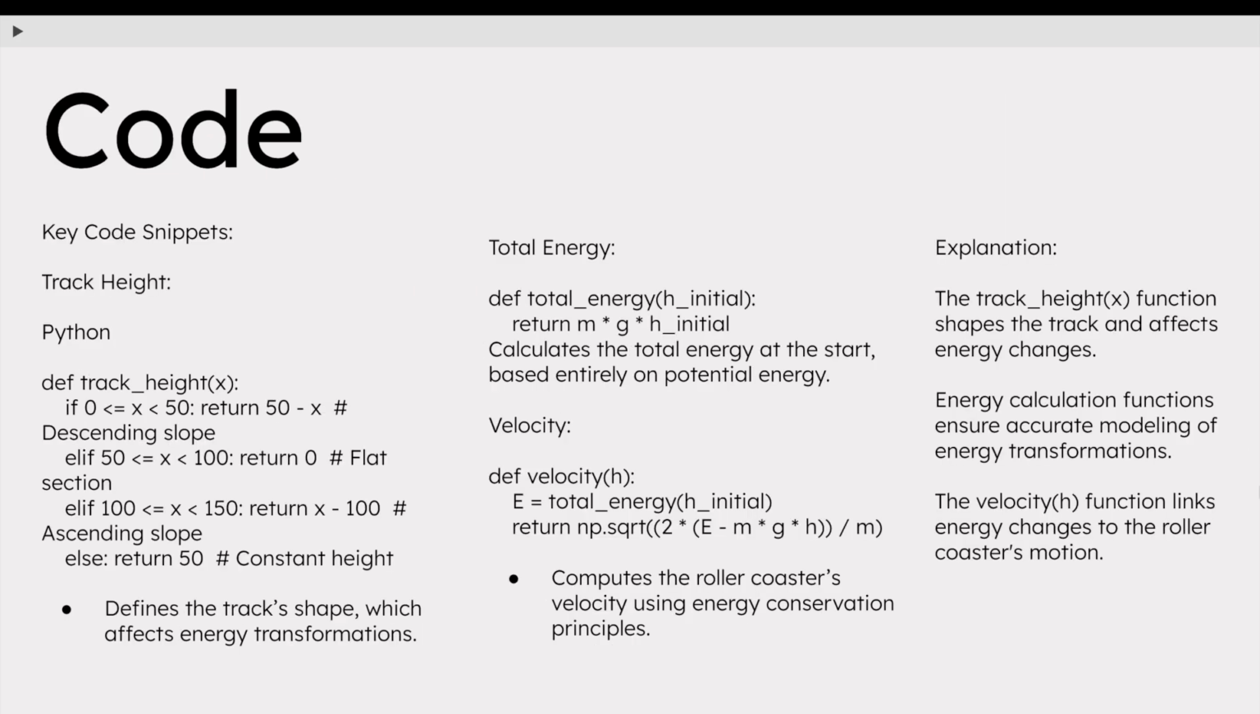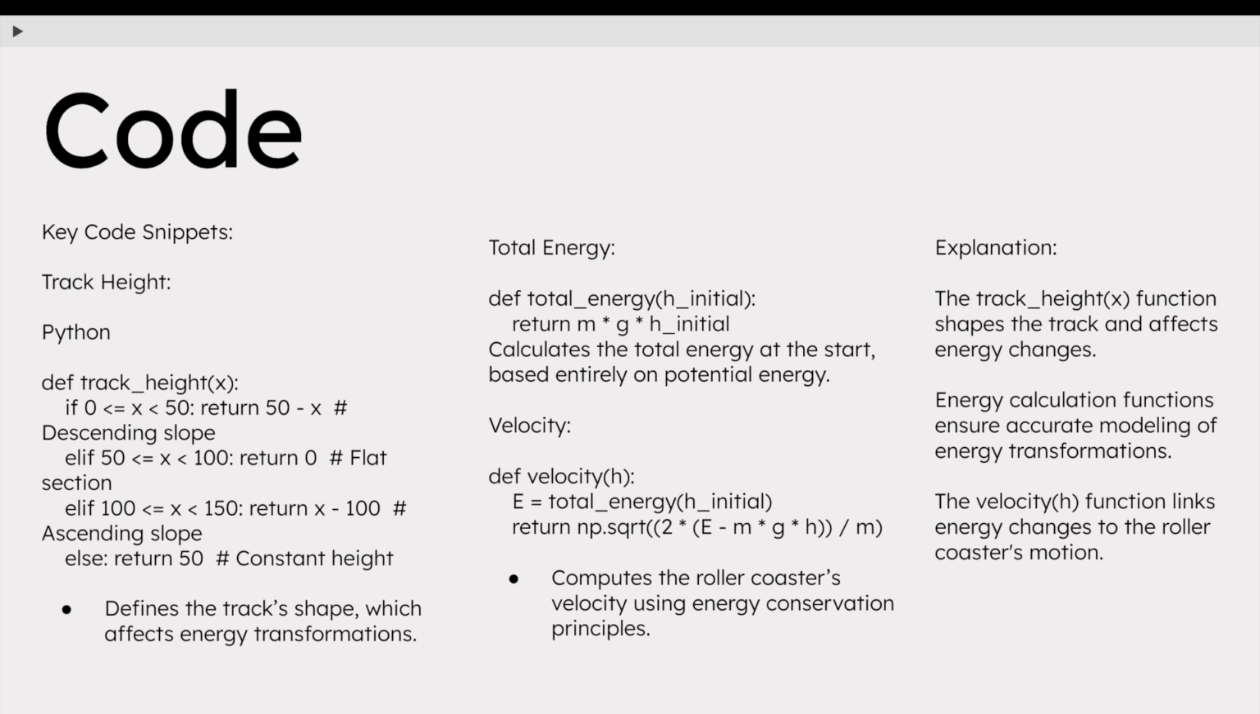This is my code with key snippets. For track height, we have this code, which defines the track shape, which affects energy transformations. For total energy, we have this code, which calculates the total energy at the start based entirely on potential energy.